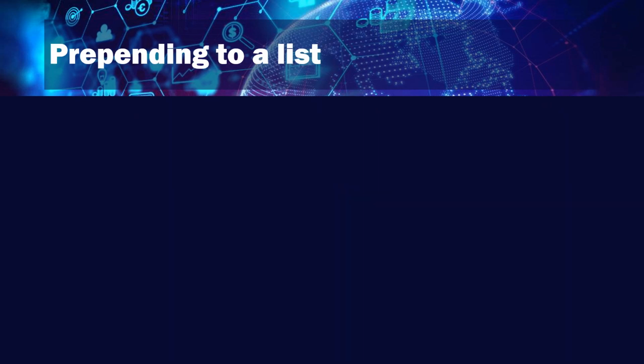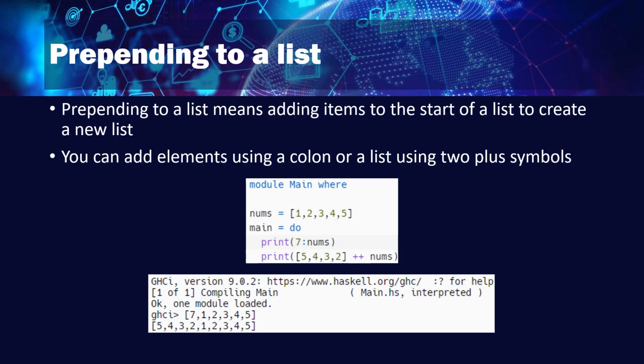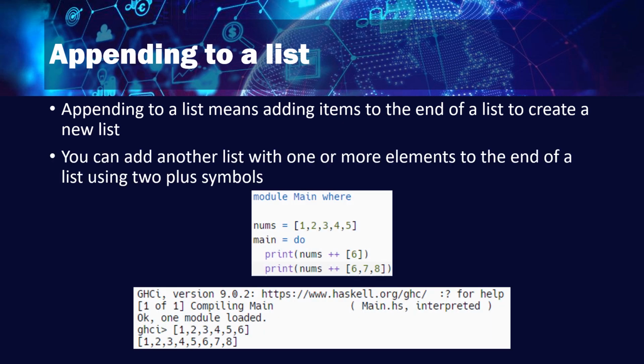Prepending to a list means adding items to the start of a list to create a new list. You can add individual elements using a colon, or you can add a list using two plus symbols. You can see the result of each of these methods below. Appending to a list means adding items to the end of a list to create a new list. You can add another list with one or more elements to the end of a list using two plus symbols. You can see this in the example below.